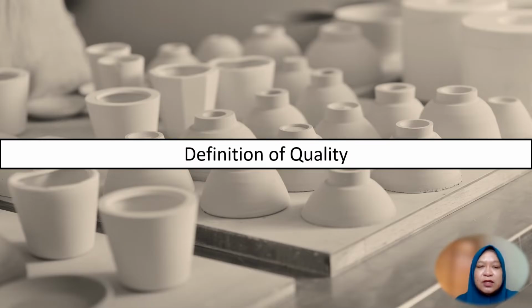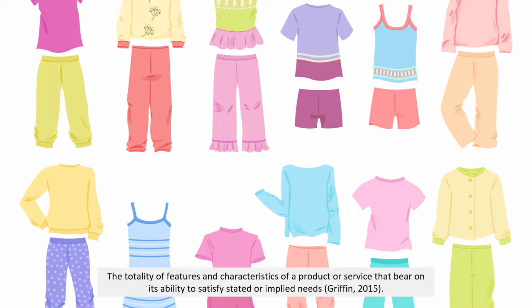First, we need to know the definition of quality. Quality is the totality of features and characteristics of a product or service that bear on its ability to satisfy stated or implied needs, by Griffin 2015. Meaning that quality is how we see the features and characteristics of the product or service, which can fulfill and give meaning to the users. So it's the ability to satisfy the stated needs of the users.